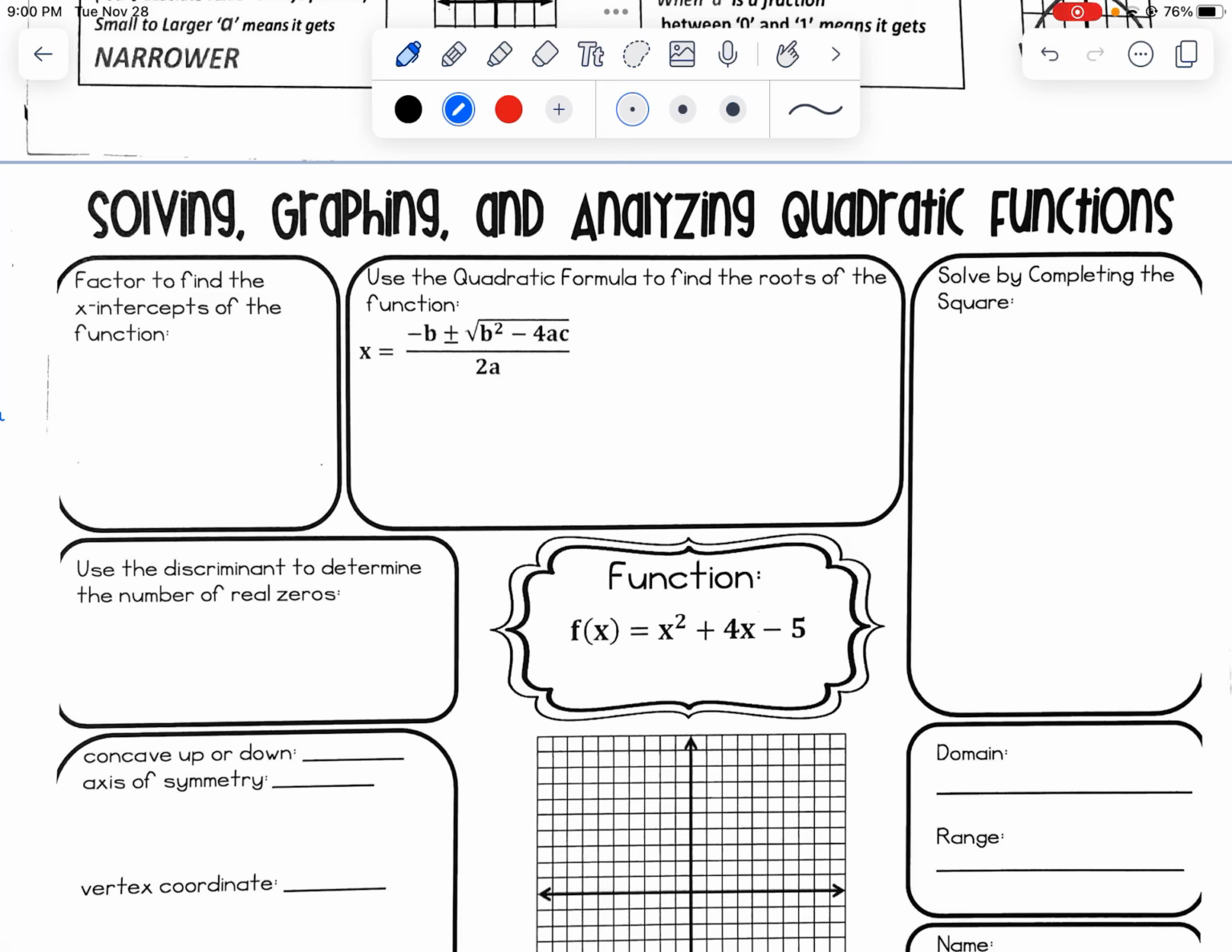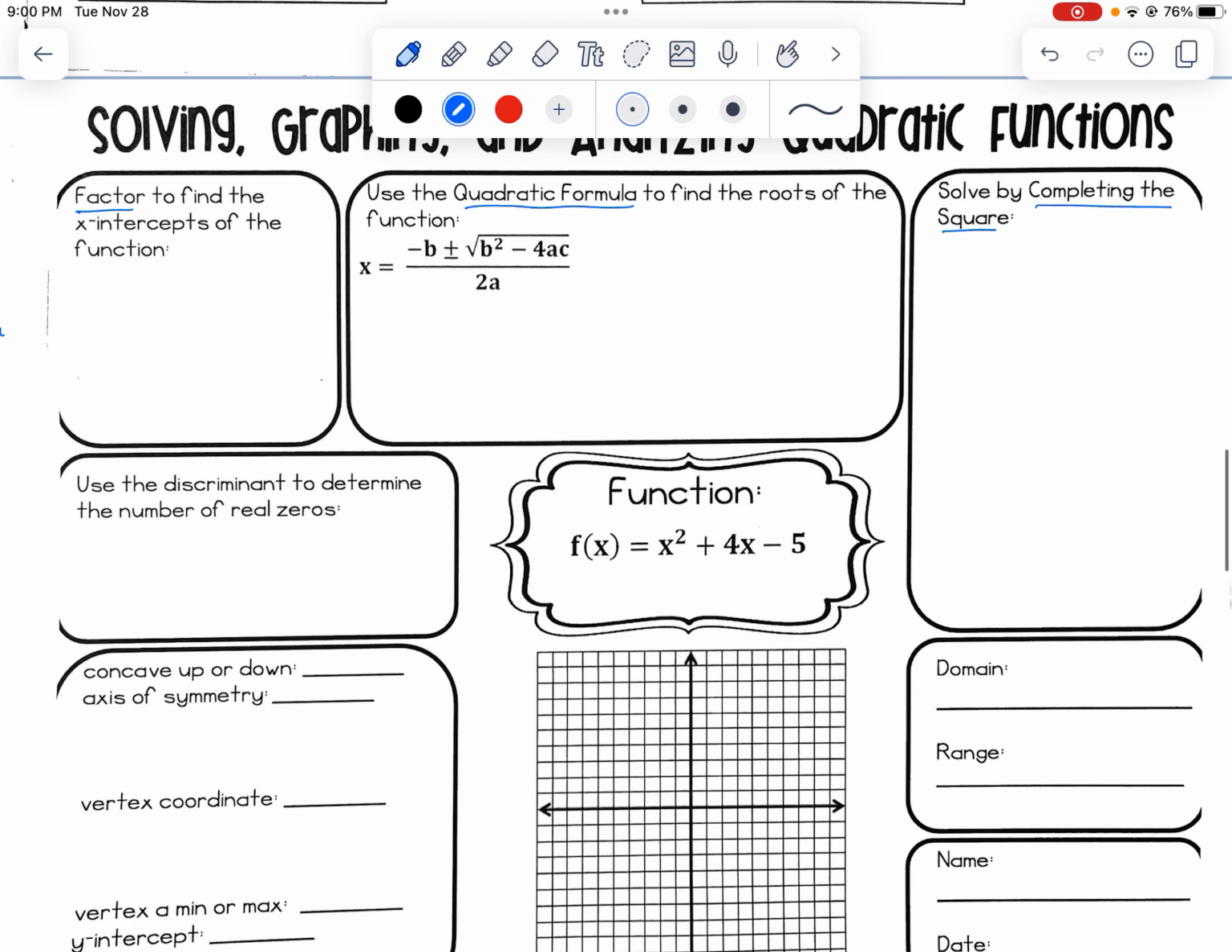Hi everyone, welcome back to the solutions for Homework 1, solving, graphing, and analyzing quadratic functions, where we're talking about how to factor, how to use the quadratic formula, how to complete the square, and then some basics about finding the zeros, axes of symmetry, the vertex coordinate, etc. So let's get started with factoring.